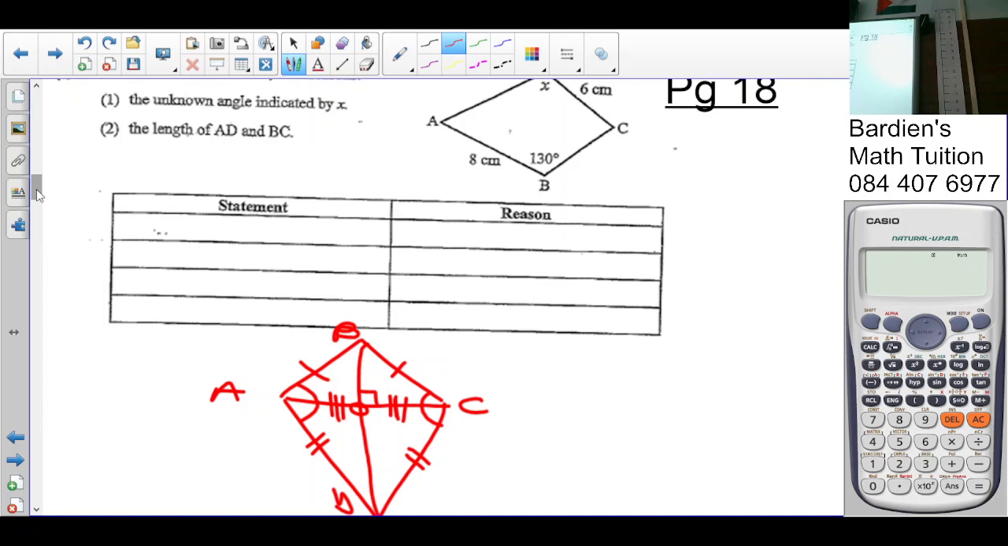Why do you think I couldn't have written 2 strokes through there and 2 strokes through there? I've already marked with 2 strokes. If I had marked 2 strokes, that would mean the length of AD and AO has to be the same. You understand? That is why it's marked differently there.